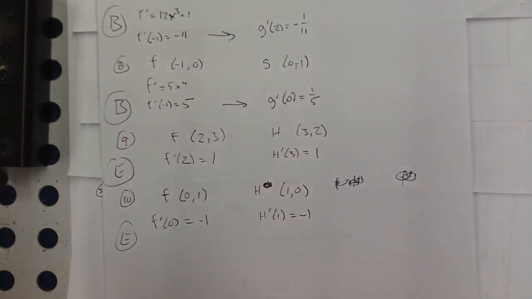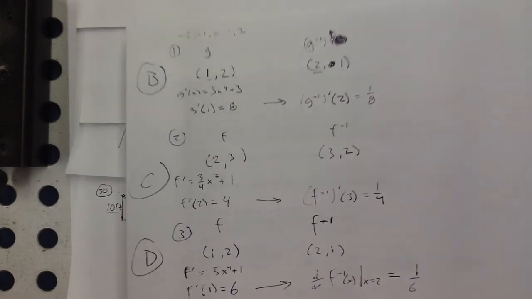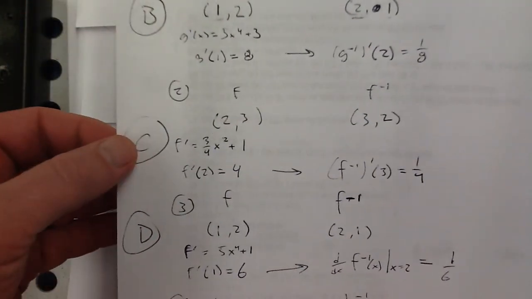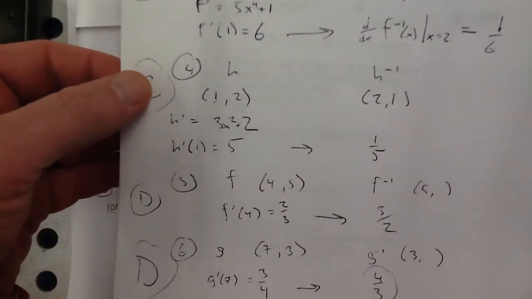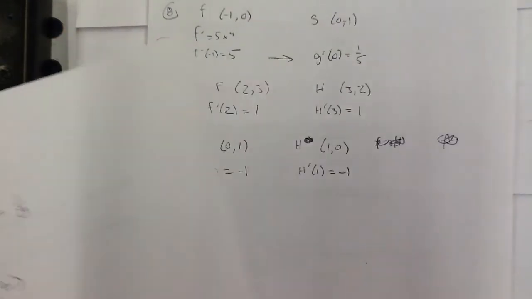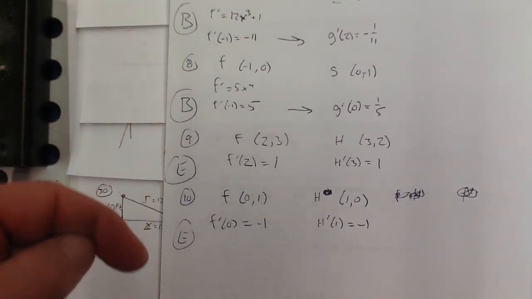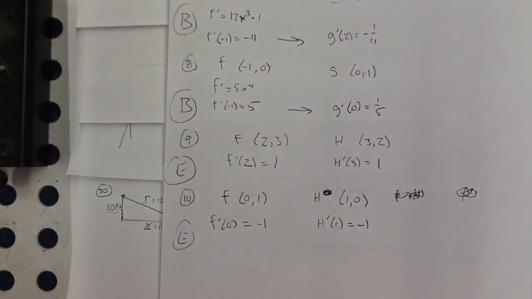Alright, so as advertised, here are all the answers for the first page. The answers are B, C, D, C, D, D. And on the second page, B, B, E, E. Alrighty.